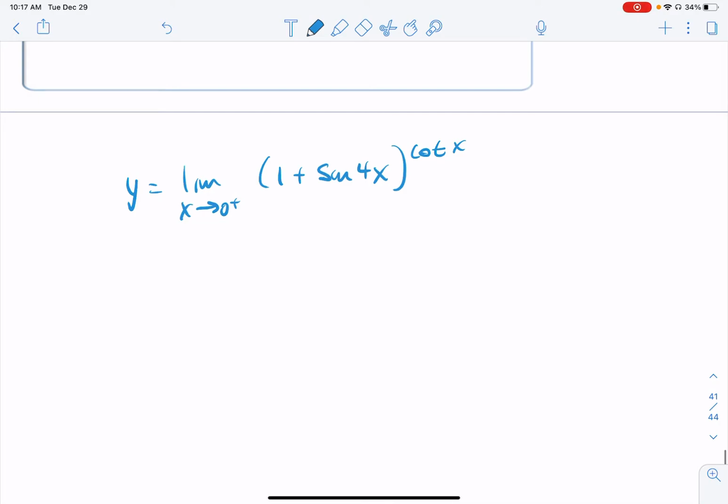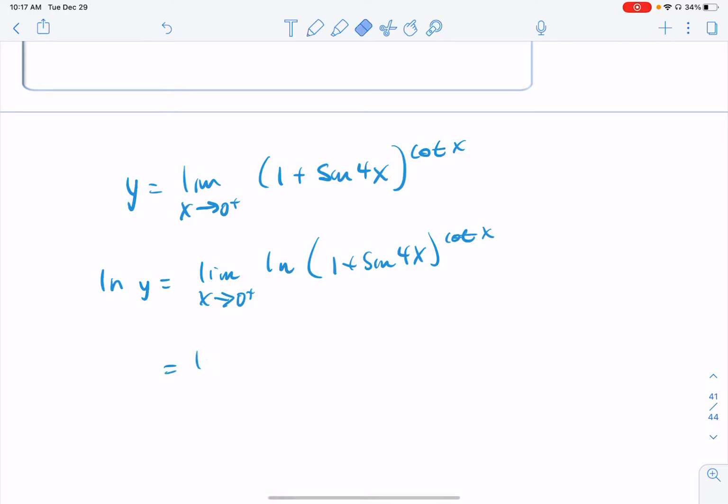And then we're going to take the natural log of both sides. The natural log of y is equal to, natural log is just going to pass through this, and we have the natural log of 1 plus sine of 4x, raised to the cotangent of x. Let's use the property of exponents, which brings that cotangent down. Cot x times, don't forget the natural log part of it, 1 plus the sine of 4x.